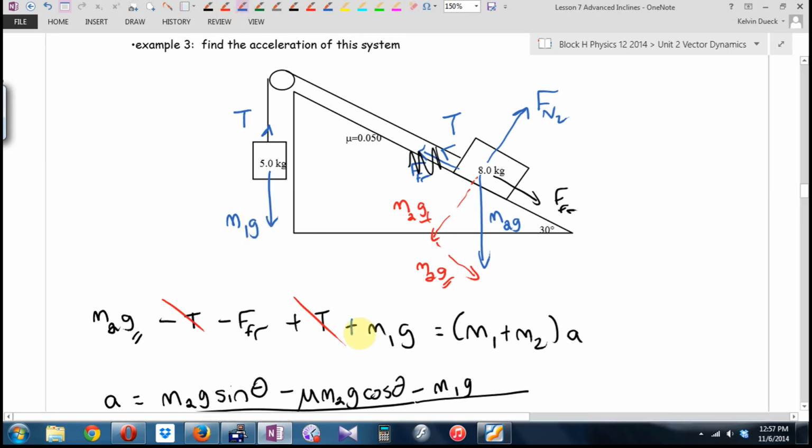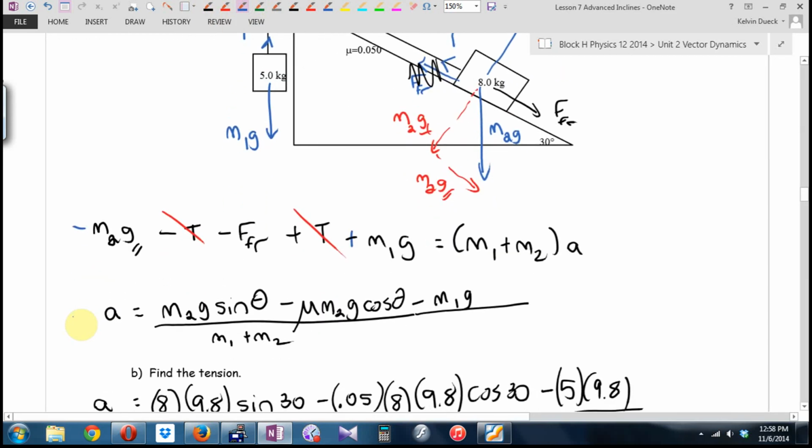Winner. Are the tensions still going to cancel? Yeah. Then friction, winner or loser? If this way is winner, friction, winner or loser? Oh, still leave it negative, because it's the loser. M2G parallel. I would domino that down here as well. Negative, leave it, positive.